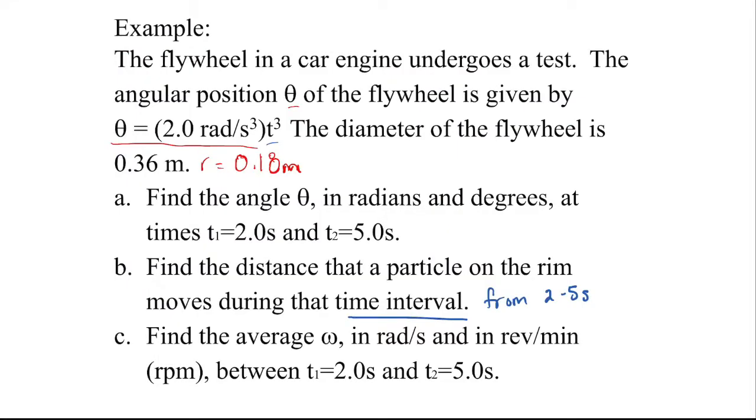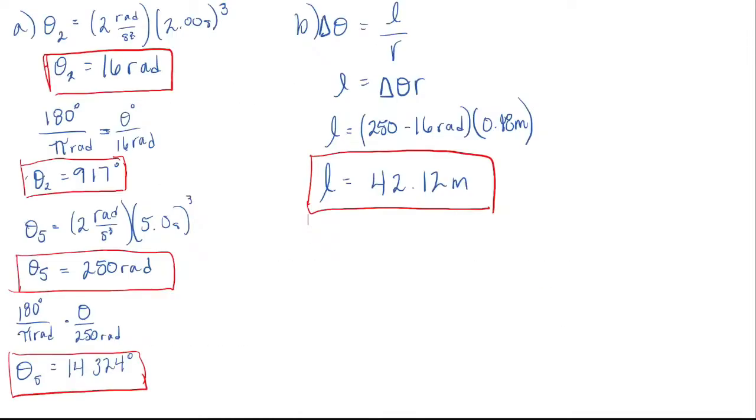And then, of course, C says find the average omega, which is angular velocity, in radians per second and in revolutions per minute between 2 seconds and 5 seconds. Okay? And so we know that the average angular velocity is equal to change in displacement over change in time. But of course, this time our displacement is angular displacement. And we know our angular displacement is measured in radians. So pretty easy calculation, actually. What is that? It's 250 radians minus 16 radians. And this happens between 5 and 2 seconds, so that happens in a time interval of 3 seconds.